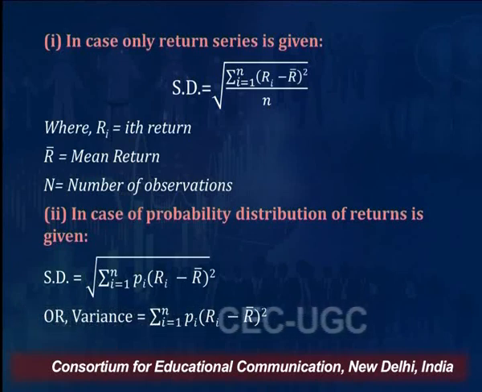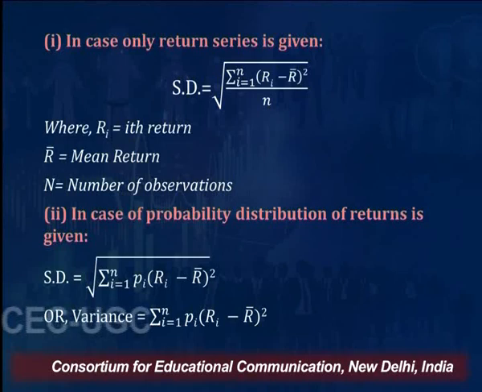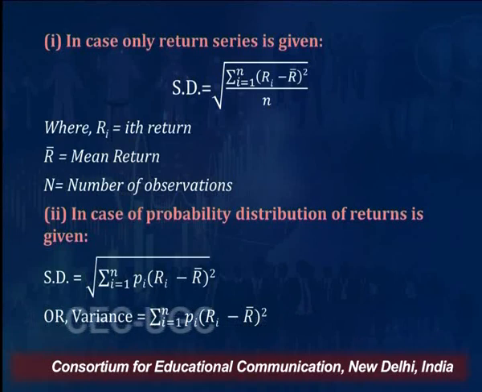Summation of i equal to 1 to n of (r minus r bar). R bar is the expected return, the average return, right? (R minus r bar) whole square divided by n, right? So r is the ith return, r bar is the mean return, which we also call the average return, and n is the number of observations, right?